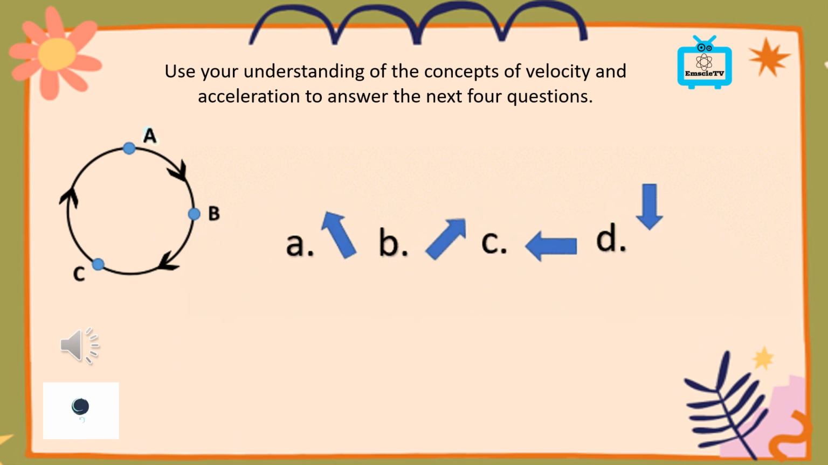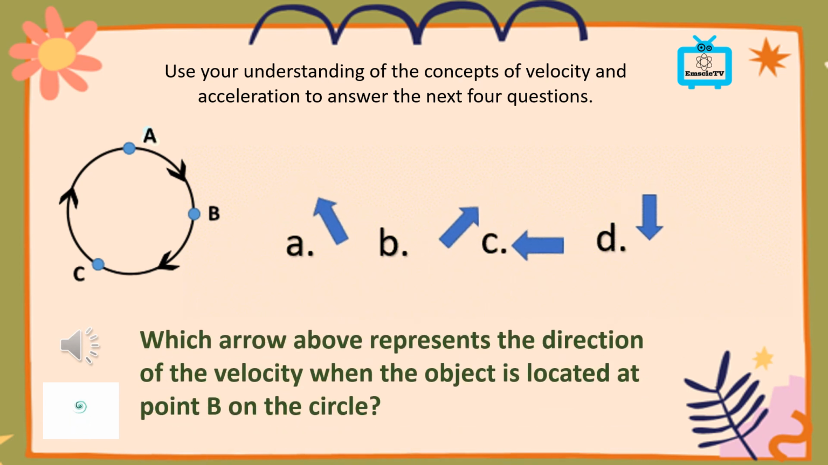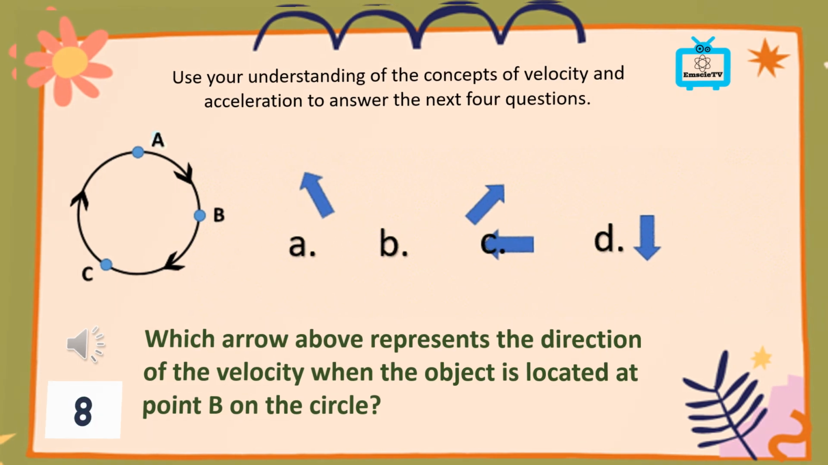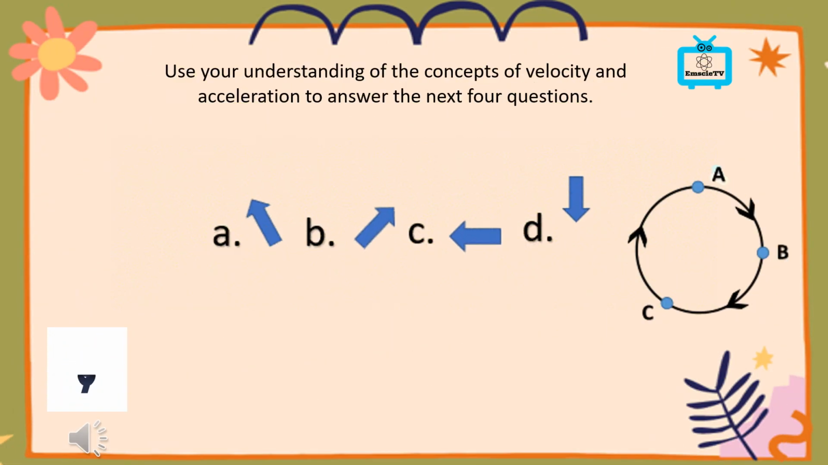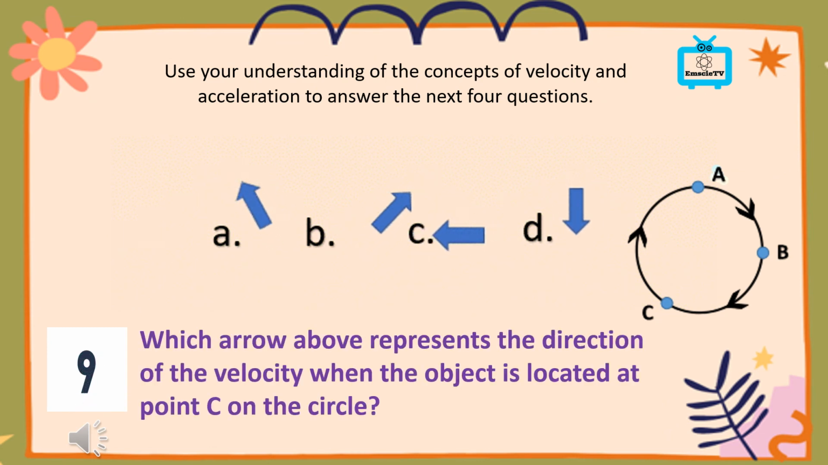Which arrow above represents the direction of the velocity when the object is located at point B on the circle? Which arrow above represents the direction of the velocity when the object is located at point C on the circle?